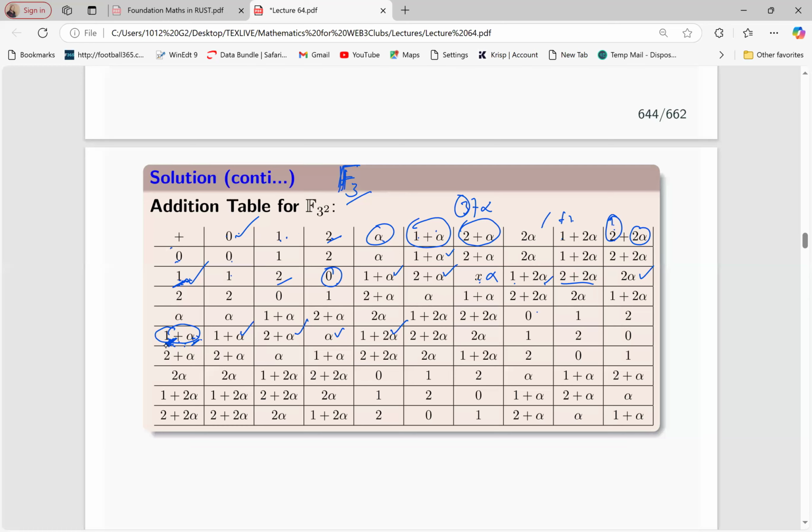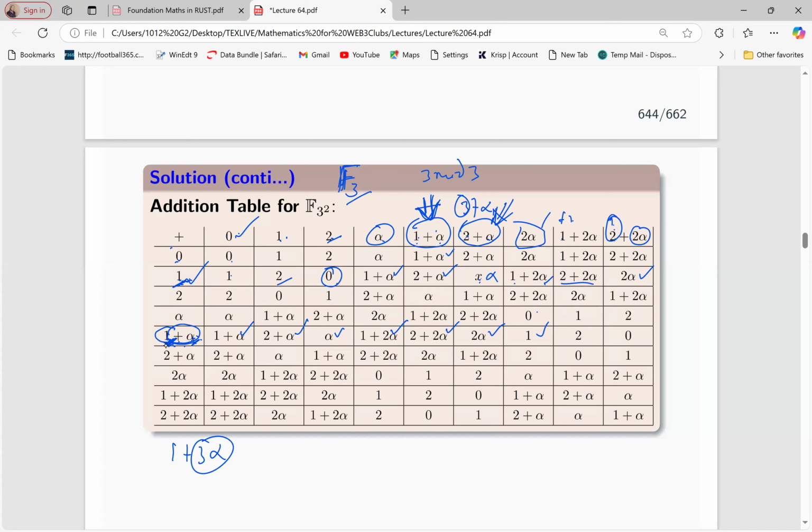Then 1 plus alpha plus this. I hope you are following. 1 plus alpha plus this gives you 2 plus 2 alpha. Then this 1 plus alpha added to this: 1 plus 2 gives you 3. Mod 3, that will be 0. And alpha plus alpha gives you 2 alpha. And so on. Let's see. This is 1 plus alpha added to 2 alpha. That gives you 1 plus 3 alpha. But this goes to 0, so you're left with the 1.